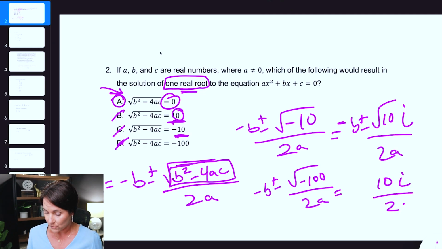So 10i over 2a, negative b plus or minus. So that would be two solutions, but they would not be real. They would be imaginary solutions. So this lines up with the specs, and let me show you where that is right now.